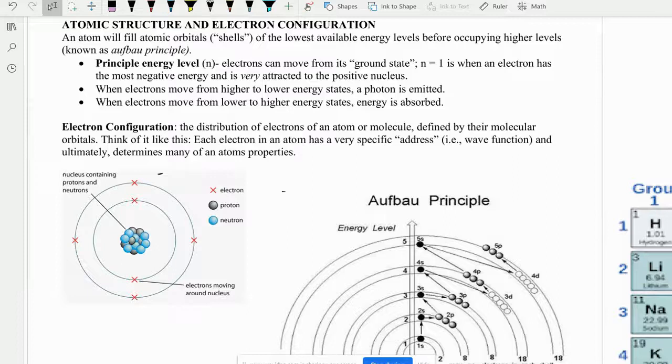Hi, everybody. This is Miss Weeson, and this is the fourth podcast in Unit 1. Right now, we are about midway down on page 8, and today we are going to learn about electron configuration.